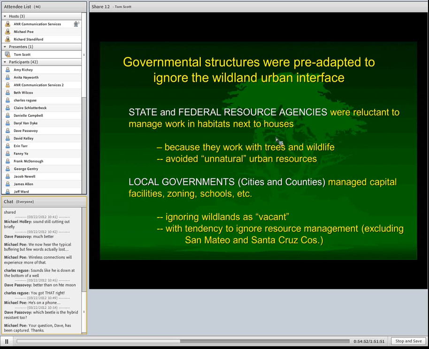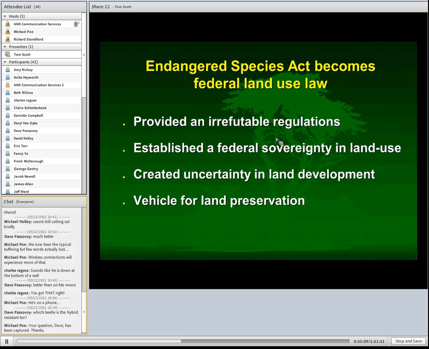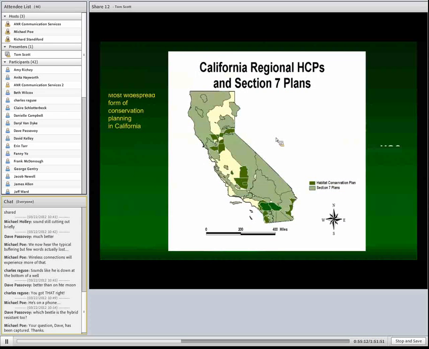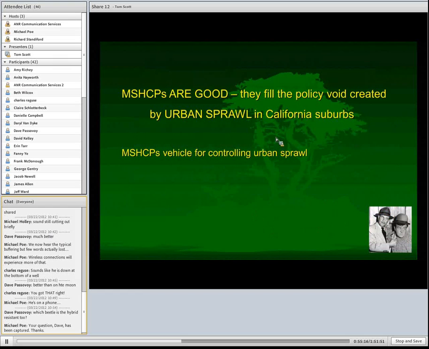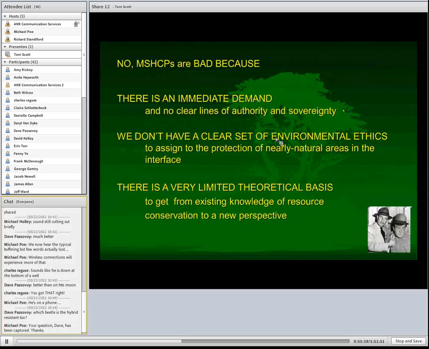So if we look at multiple species plans, we can say, oh no, they're bad because there's an immediate demand for these things. We need authority and sovereignty, but we don't have clear lines of how they should occur. We don't know the environmental ethics, as I've talked about. We don't know what an oak woodland really is, what the value of these oak woodlands truly are. And we often don't even have a theoretical basis within ecology to deal with these concepts of these very complex threats that happen on a number of different levels. And Greg did a good job of identifying that. I won't go any further.